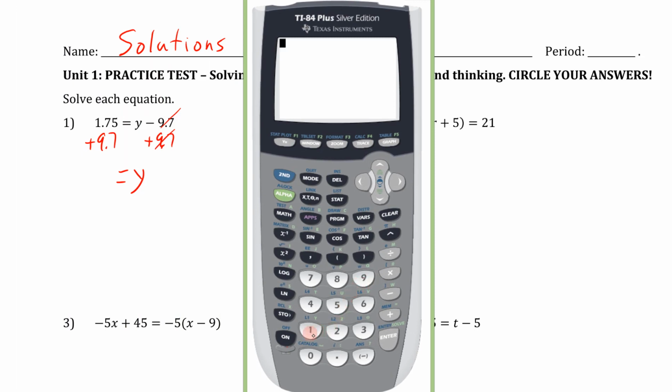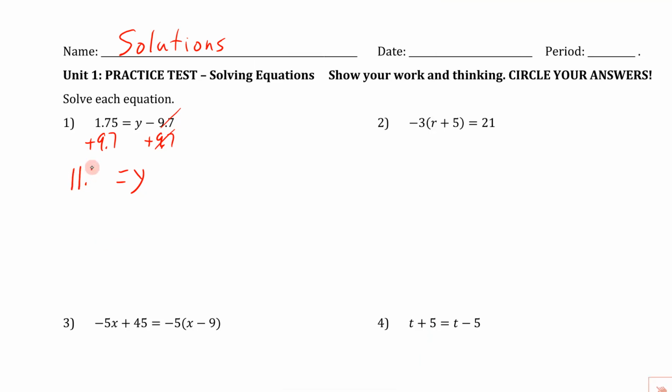So we're going to have 1.75 plus 9.7, and we should have a general idea of what this should be. This is about 10 and that's about 2, so we're looking for an answer somewhere around 12, maybe a little less than 12, and we get 11.45. So I'm going to write down 11.45. We're going to circle that, and there's our answer. Move on to the next one.